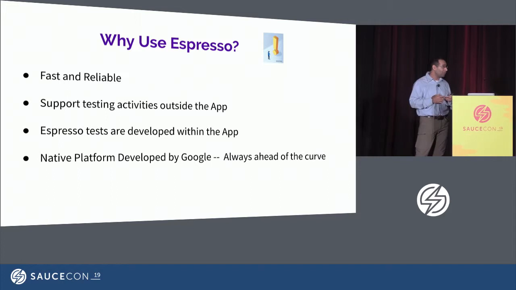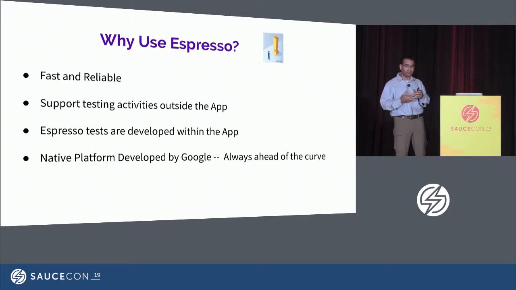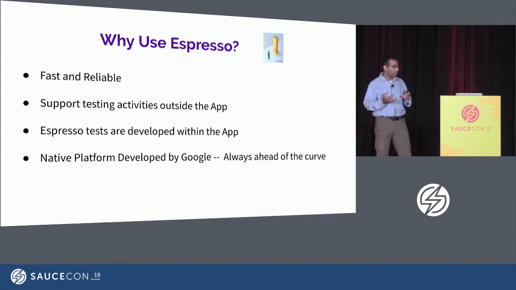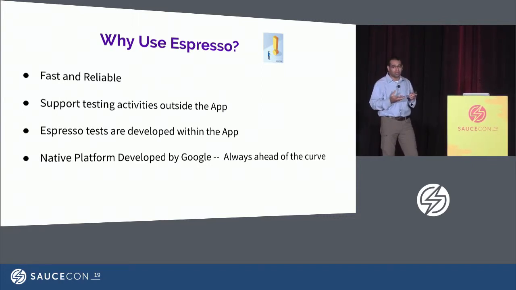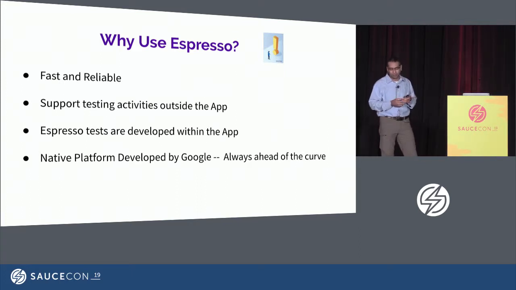And the biggest other advantage I find is that you can test outside an app. That's one of the key features in Espresso. There are other UI frameworks which you can work with in tandem, like UI Automator and Test Butler, which I'm going to talk more about, and you can test outside an app. So that was one of the key advantages I found when I migrated to Espresso.